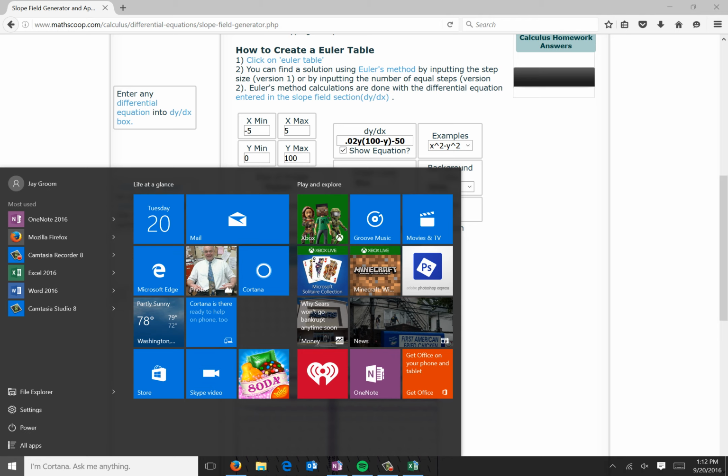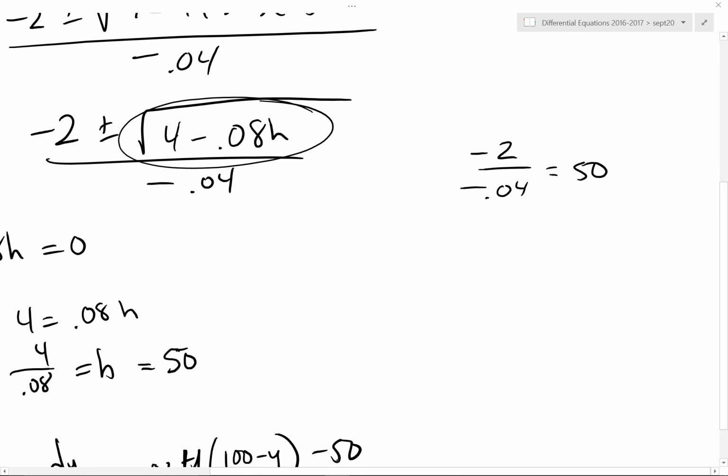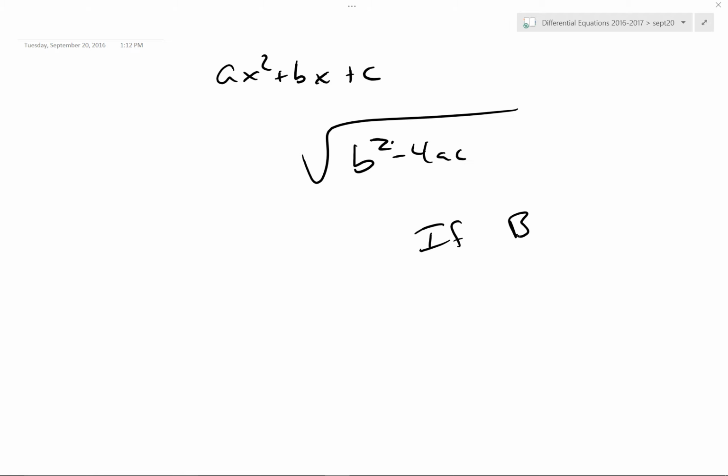Now, wait a minute. That's if it equaled 0. Back in Algebra 2, we said that when you look at ax squared plus bx plus c, and you look at b squared minus 4ac, if b squared minus 4ac equals 0, then you have one solution, yes? In other words, one solution for this means there's one equilibrium, and in this case it was at 50. But what if I want it to be bigger than 0? If it was bigger than 0, how many solutions would I have? 2 solutions, which in this case would mean 2 equilibriums. Interesting.